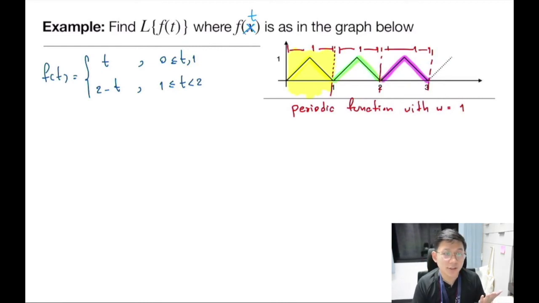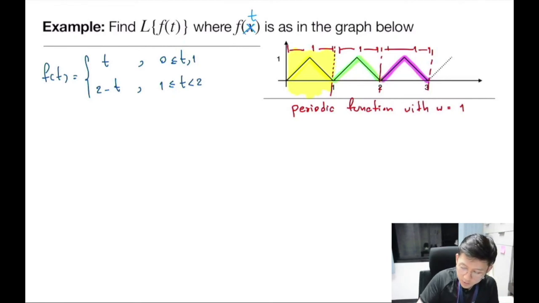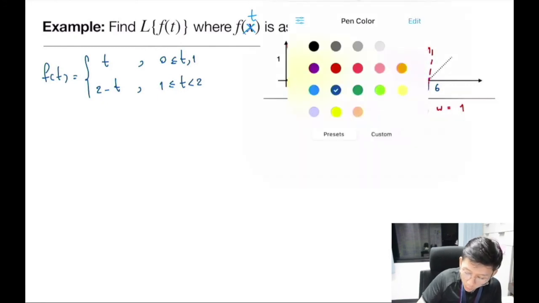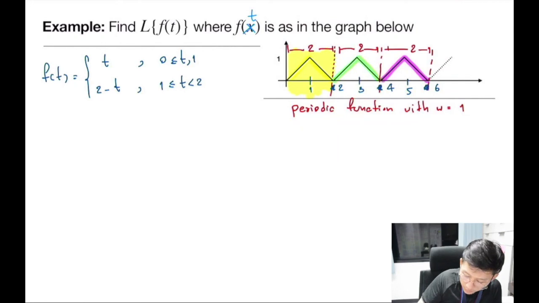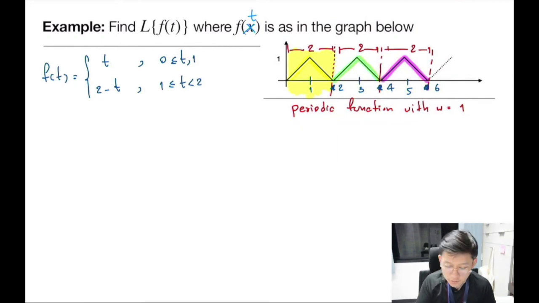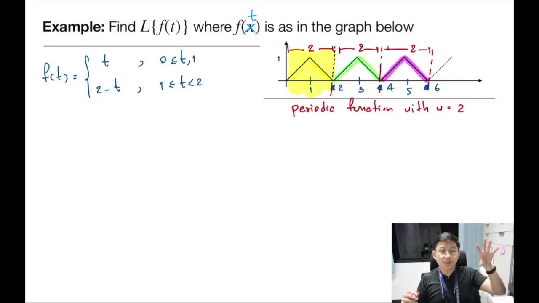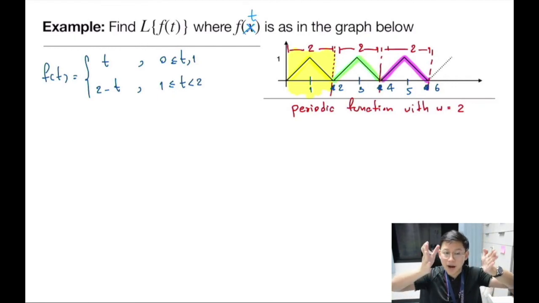Oops, sorry, guys. It's a typo here. Can I change it a bit? Here, it's not 1, it's 2, and then it's 4, and then it's 6. So 1 is here, 3 is here, 5 is here. My bad, sorry. I put the wrong numbers there. So the period would be not 1, but 2. So if it's 2, you just want to define the function only in the yellow panel, right?